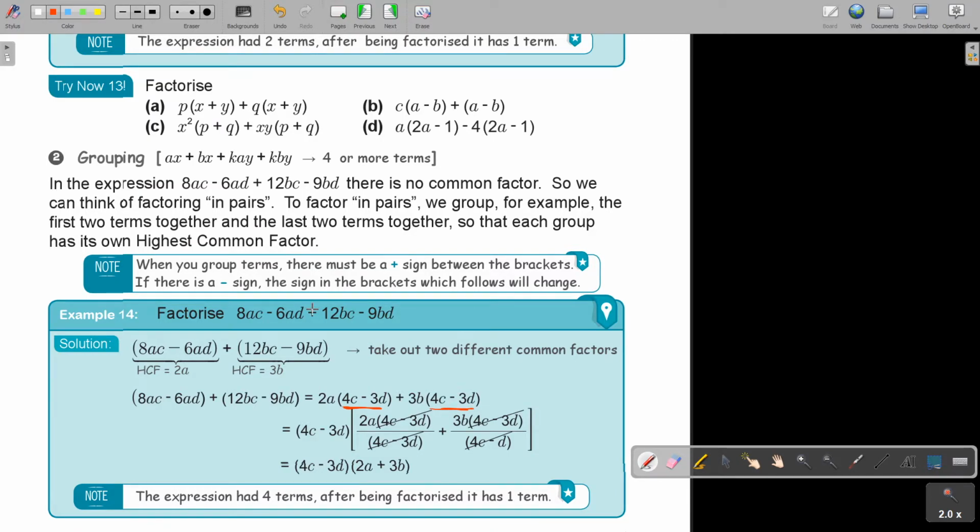Now, don't forget, if there's a positive, I like to compare it to a green robot. Don't worry, you will not make an accident. The signs will work out. I'll show you now when there's a negative. So then you take out the bracket, and if you divide, you're just left with the part in front. And if you divide, just the part in front. Take note, it was 4 terms, and now it's just 1 term. So factorize makes it 1 term.